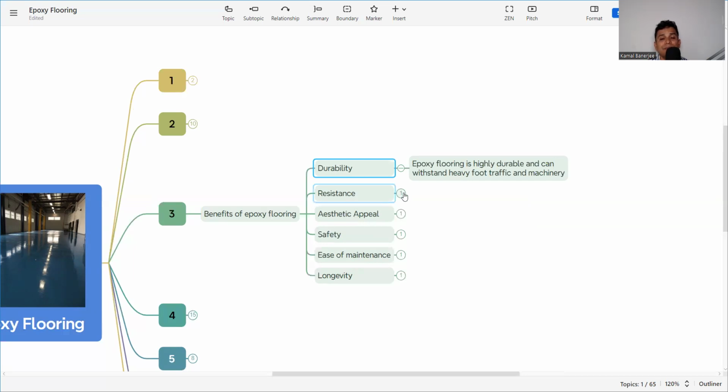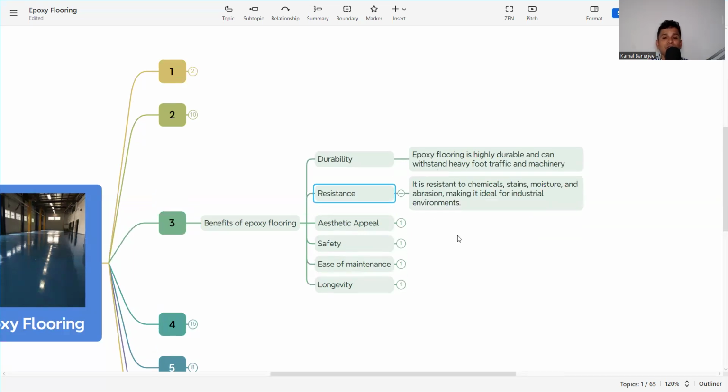Then resistance. It is resistant to chemical stains, moisture, and abrasions, making it ideal for industrial environments. Whenever there is an industry, it is always expected that chemicals, stains, and moisture will be there. Normal flooring will not resist them, but epoxy is resistant to all this. That is why epoxy resin is widely used in the industrial sector.